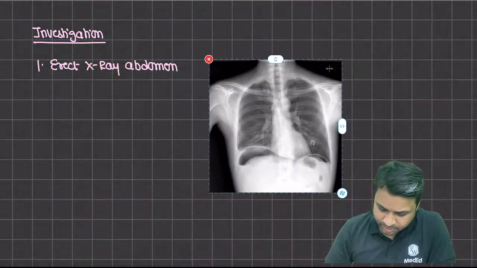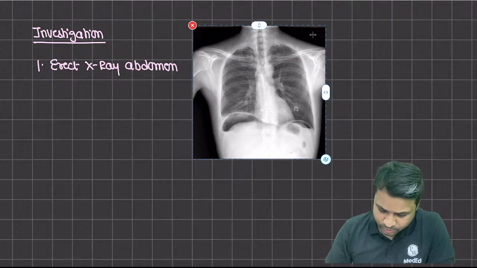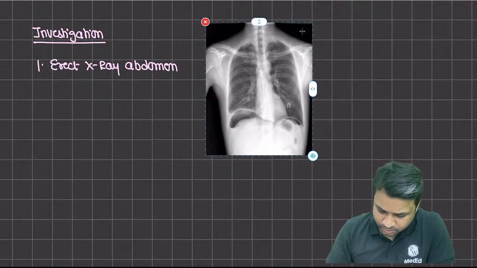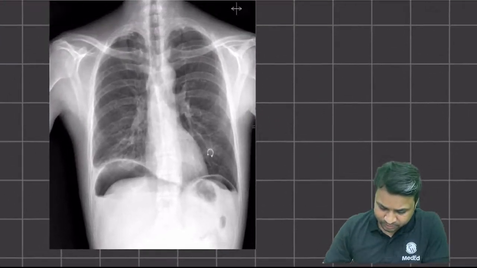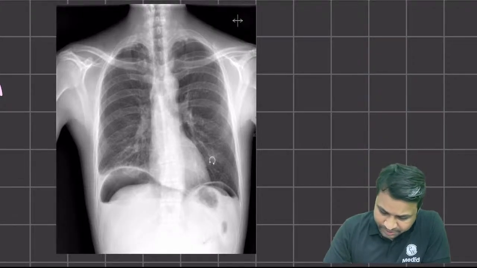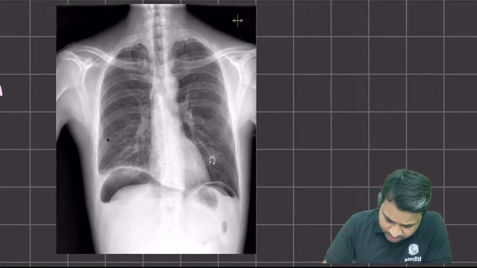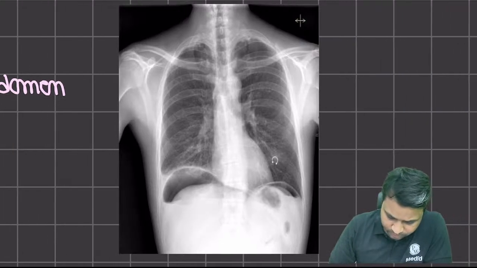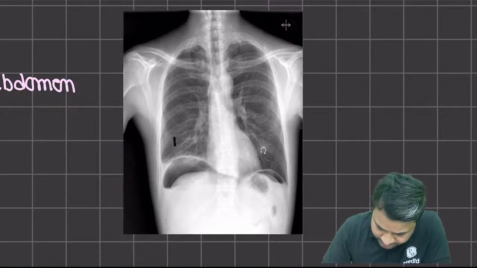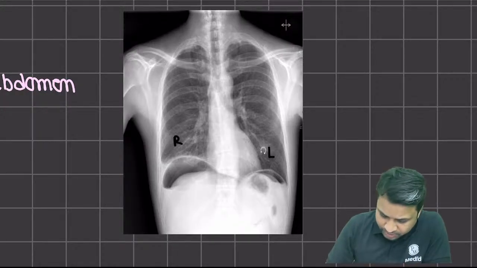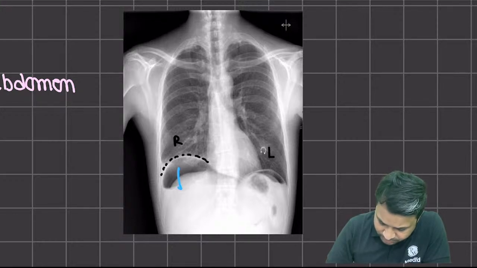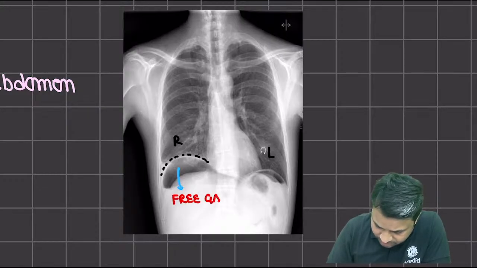So this is how the X-ray image would actually look. When you do an erect X-ray abdomen, this is how it is going to look. Now what are the findings that you have? You can see the presence of free gas under the right hemidiaphragm. This happens to be the right side, this happens to be the left side. Now you can see this is the diaphragm, and this is the free gas under the right hemidiaphragm.